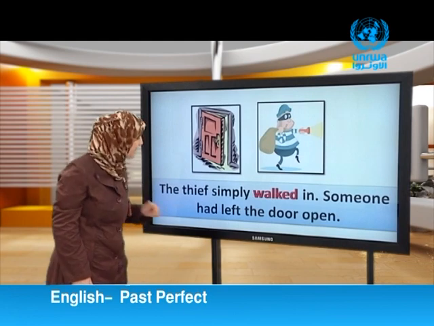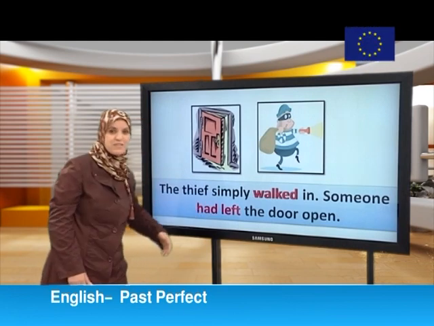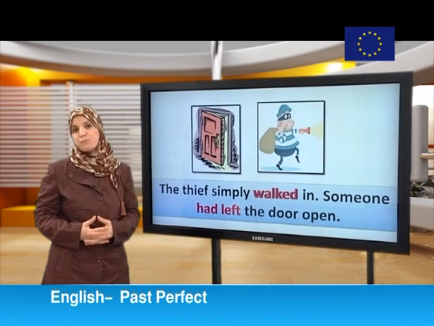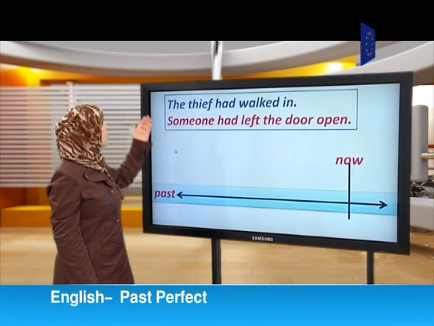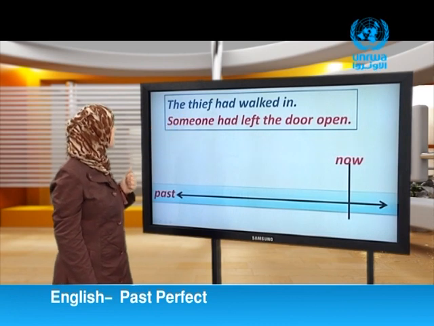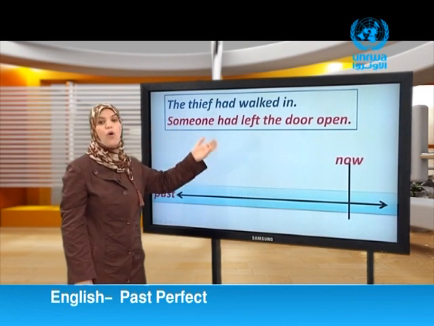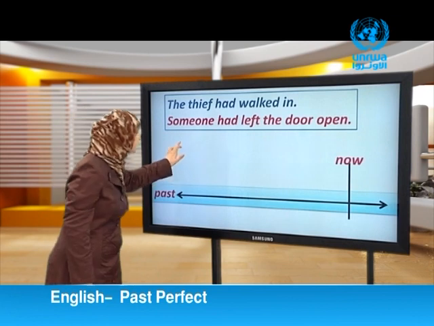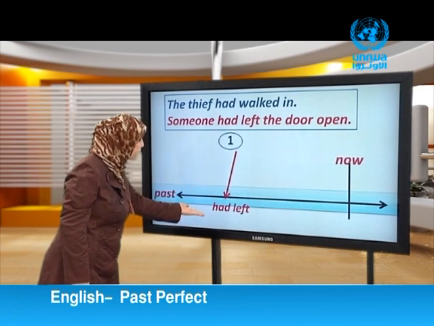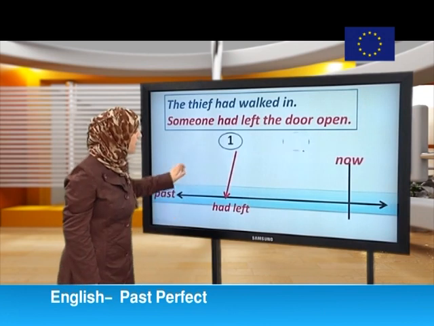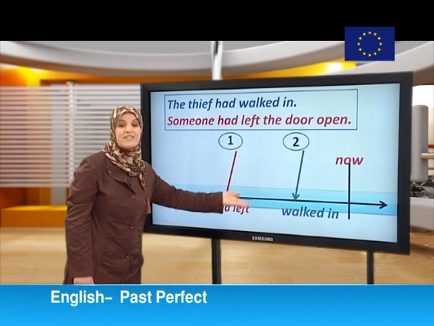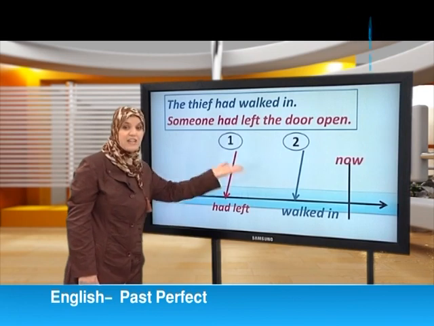And the second one, we have had left. This verb is in the past perfect tense. Let's look at the timeline and explain it. The thief had walked in. Someone had left the door open. Now, the first action is somebody had left the door open. And that's why the thief walked in. This is the second action.